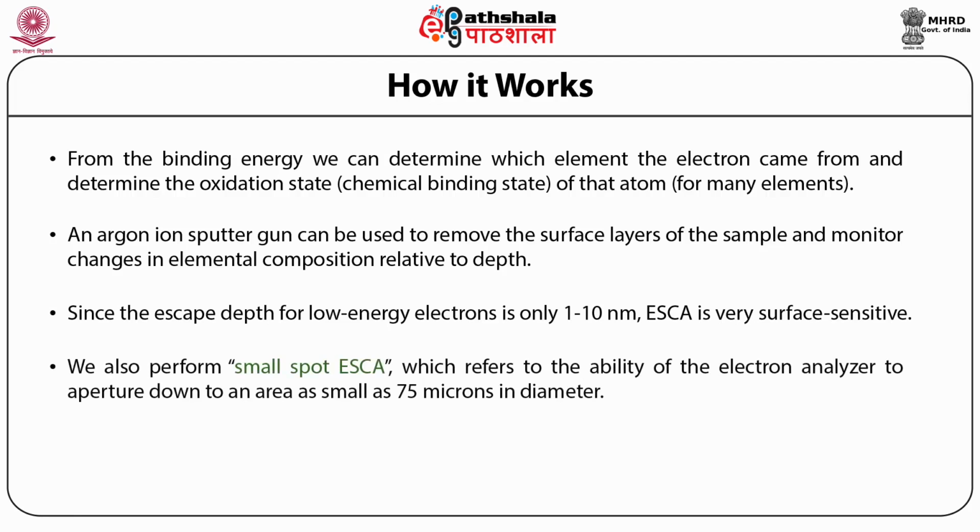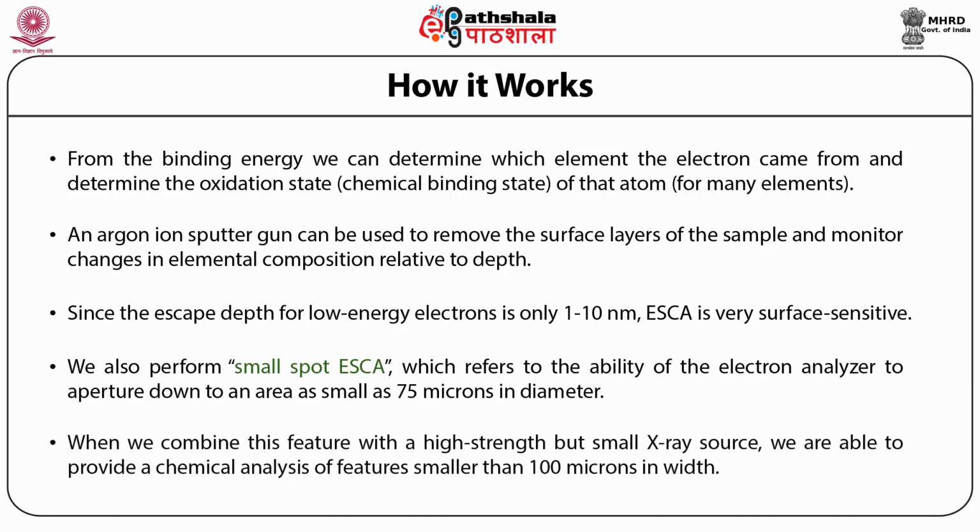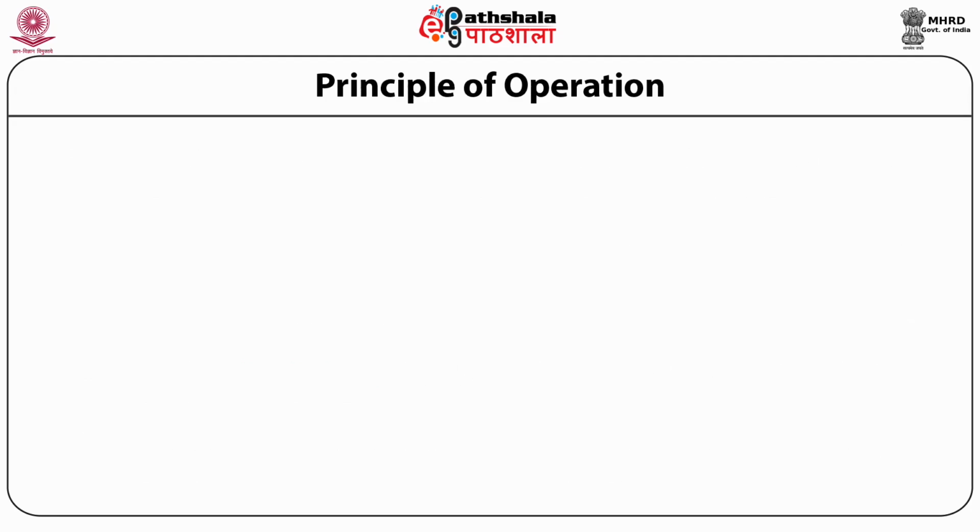We also perform small spot ESCA, which refers to the ability of the electron analyzer to aperture down to an area as small as 75 microns in diameter. When we combine this feature with a high strength but small X-ray source, we are able to provide a chemical analysis of features smaller than 100 microns in width.